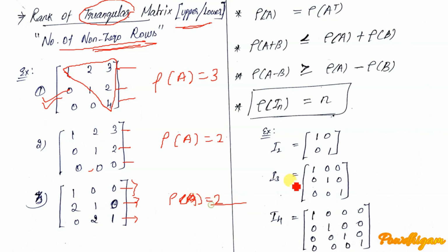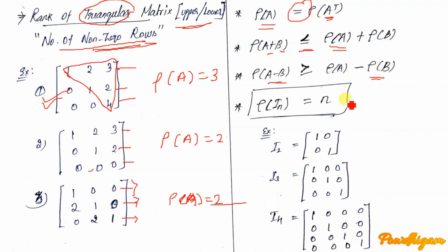Okay, and some other important points are: the rank of a given matrix is equal to the rank of the transpose of that matrix. Another point is the rank of the sum of 2 matrices. For 2 matrices of equal order, the rank of A plus B is less than or equal to the rank of the individual A matrix plus the rank of the individual B matrix. And the rank of A minus B is greater than or equal to the rank of A minus the rank of B.